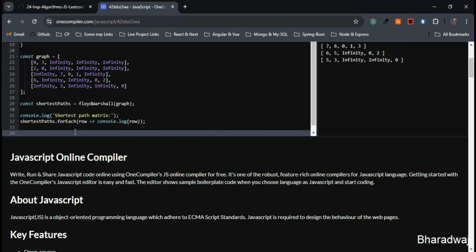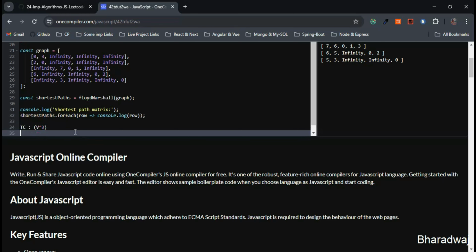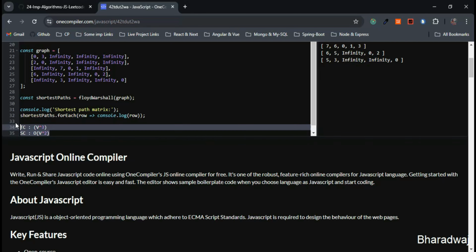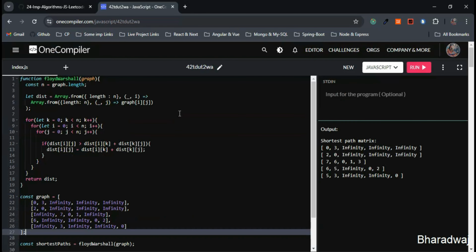The space complexity would be v to the power of 2 or n to the power of 2. Why? Because we are storing the distance matrix dist of size v into v, nothing but v squared, or v to the power of 2. So here time complexity would be v to the power of 3, and also space complexity would be big O of v to the power of 2. So I hope this is clear.